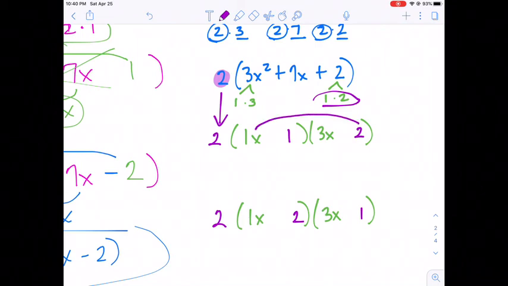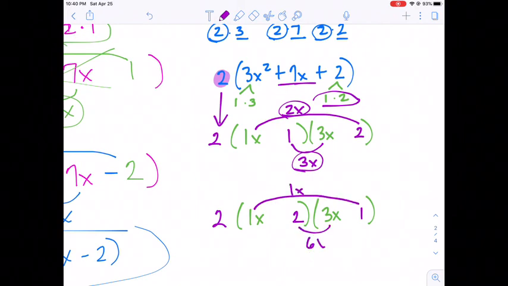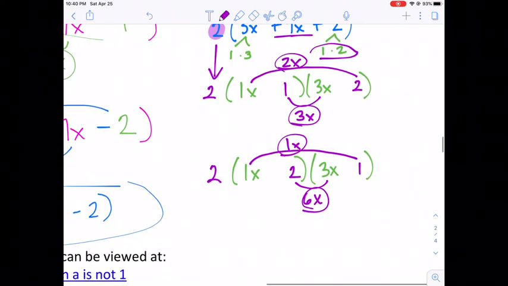1x times 2x is 2x. 1 times 3x is 3x. A 2x and a 3x cannot give me that 7x in the middle. I can't add them or subtract them to get that. So check down here. 1x times 1 is 1x. 2 times 3x is 6x. I can get a 7x with that. I can add those together. So that's what I'm going to use.